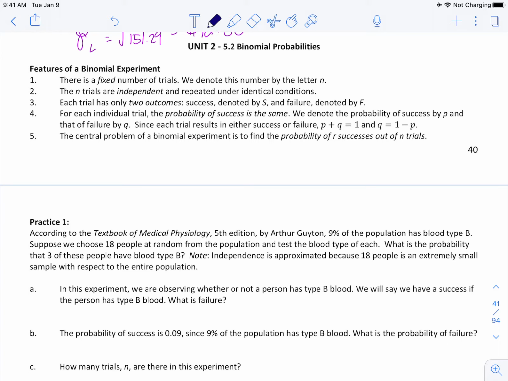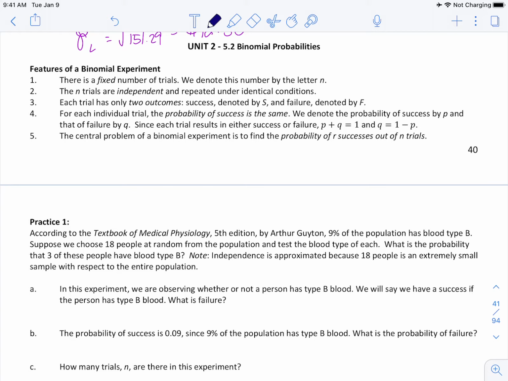So features of a binomial experiment. There is a fixed number of trials. We denote this number by the letter n. The n trials are independent and repeated under identical conditions. Each trial has only two outcomes, success denoted by S and failure denoted by F. For each individual trial, the probability of success is the same. We denote the probability of success by P and that of failure by Q.